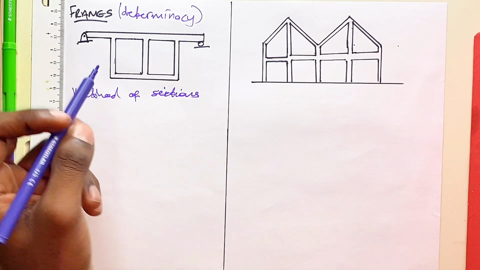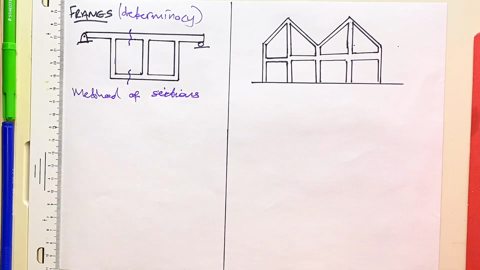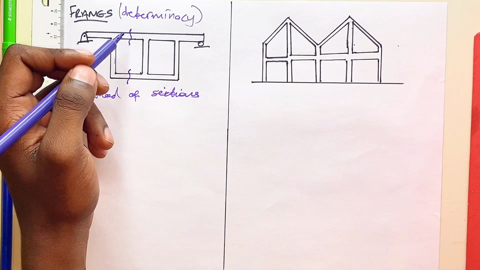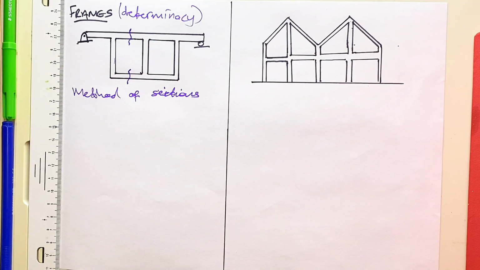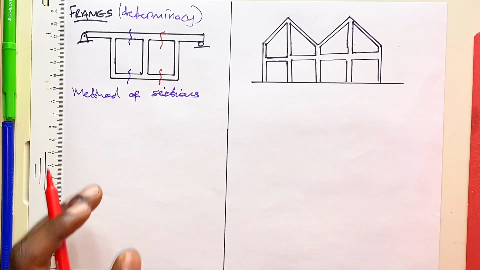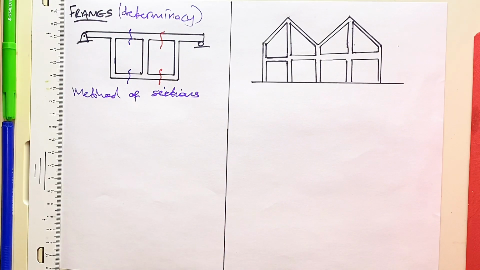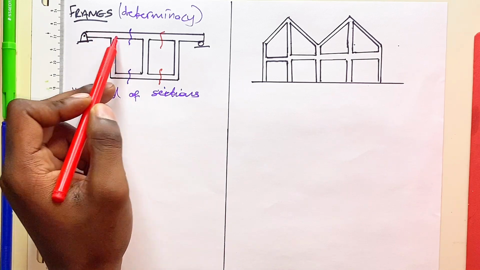Now this loop, we are going to cut it here, and we are going to cut it here. We can't just cut it on one side. We have to cut them so that they can separate. We are also going to cut this loop, and look at the resulting internal forces. Now let's quickly draw this first part.